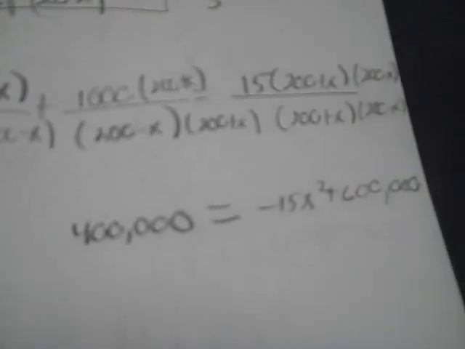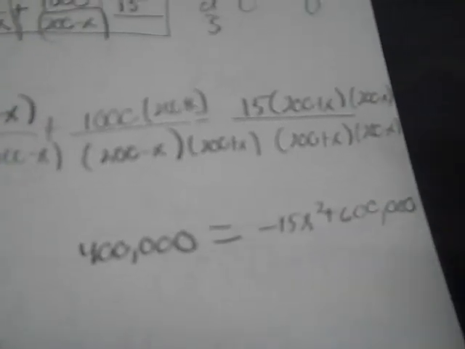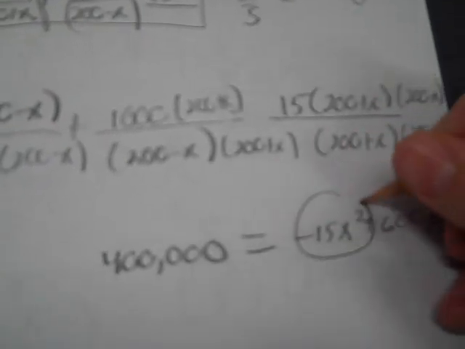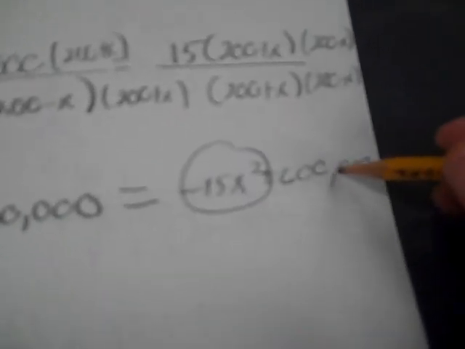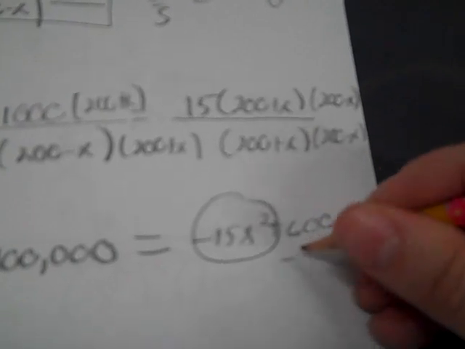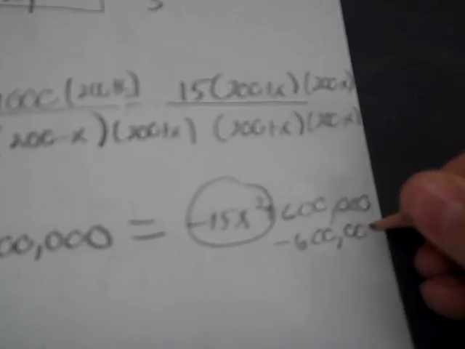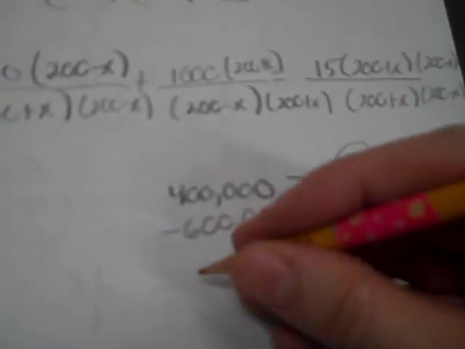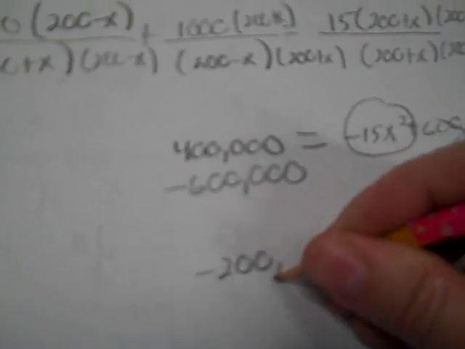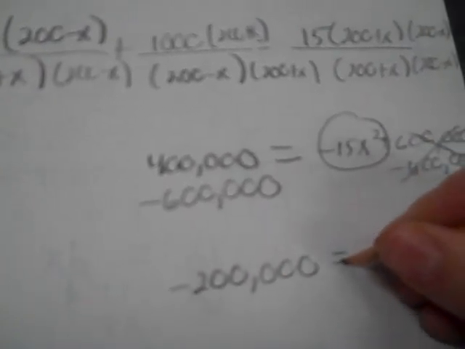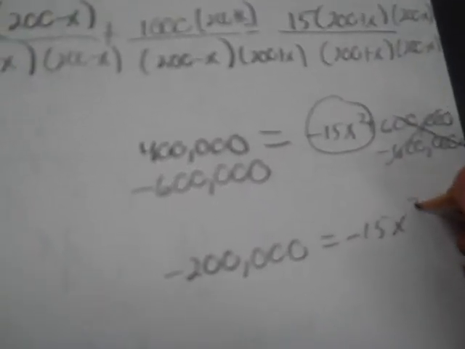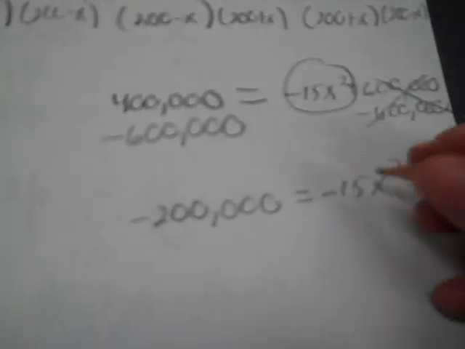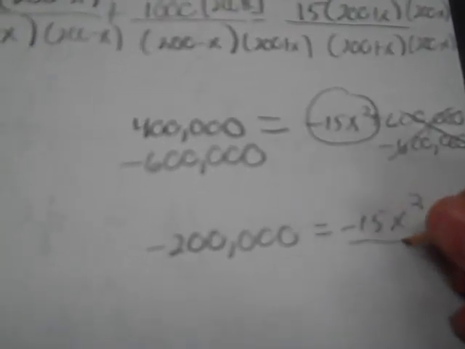Now you get your x squared by itself. You don't need to factor it. Here's where the x squared's at. This is the number that we have to get rid of. So I minus 600,000. That's going to be negative 200,000 equals negative 15x to the second. Okay, then I divide by the negative 15.